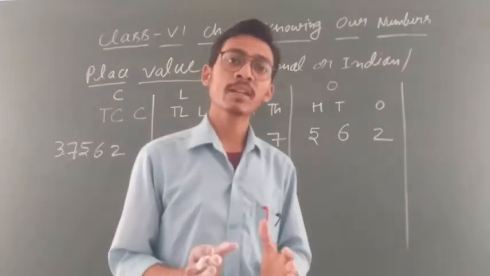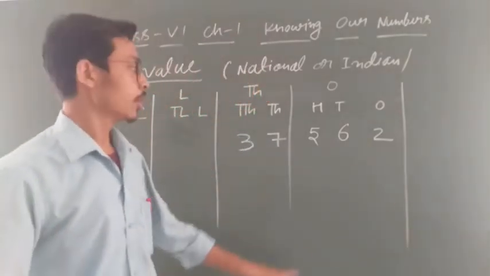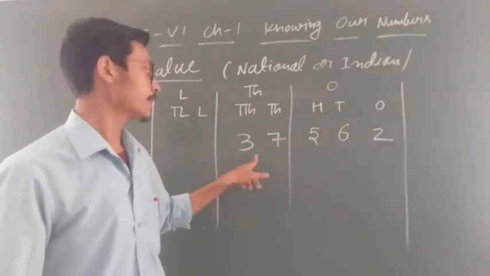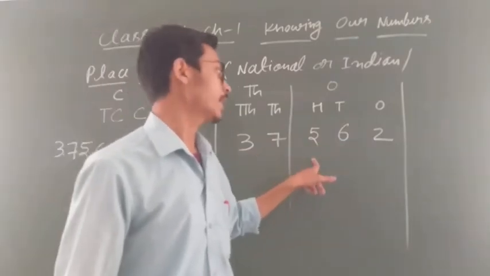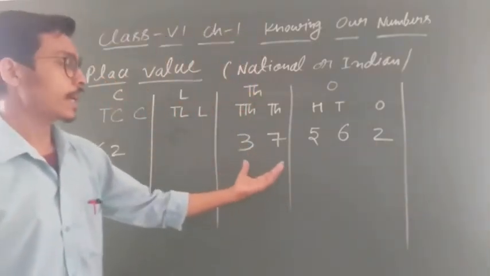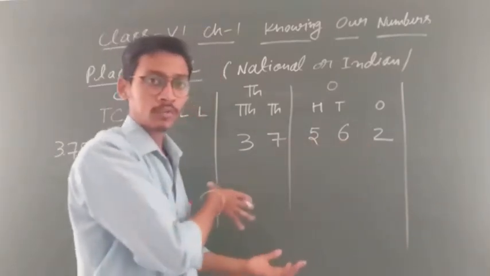Once you know the chart, you will write down the number on the correct place value. So here what you will read: ones, tens, hundreds, thousands, ten thousands. This is 37,562. Clear students? So this is about the national Indian place value chart. You only have to write down the number according to the place value chart.